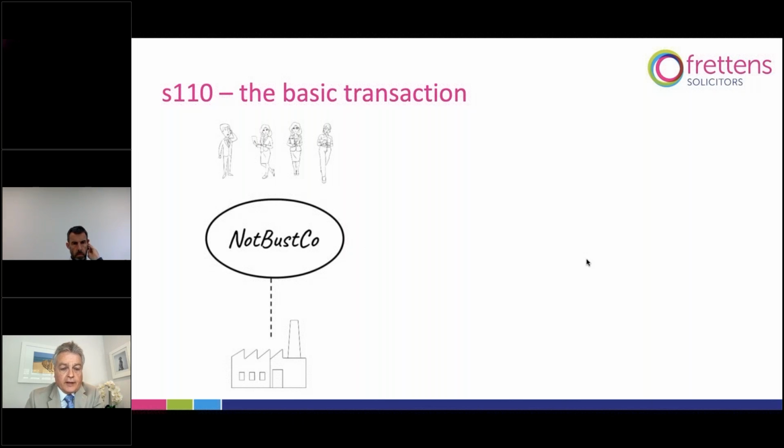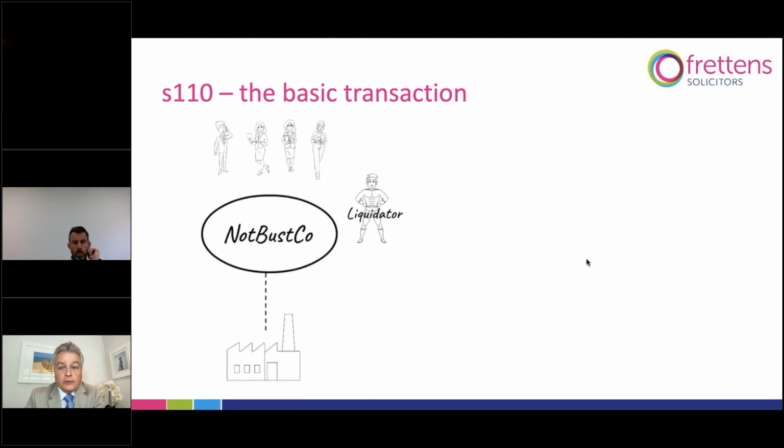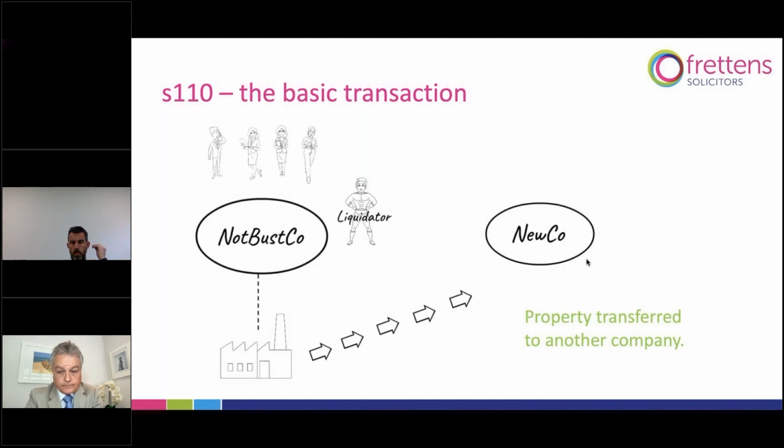It's solvent, and it owns a business property, a factory or something of that sort. And you would start by putting the company into liquidation. You would transfer the property to another company, which we're going to call Newco. Not very imaginative, I know, but so what.